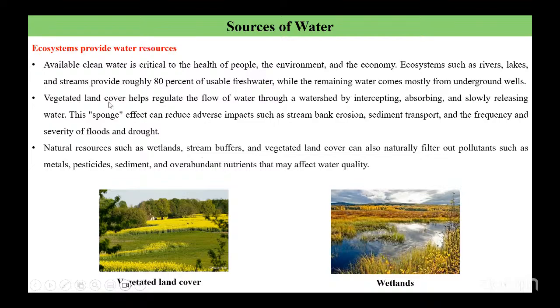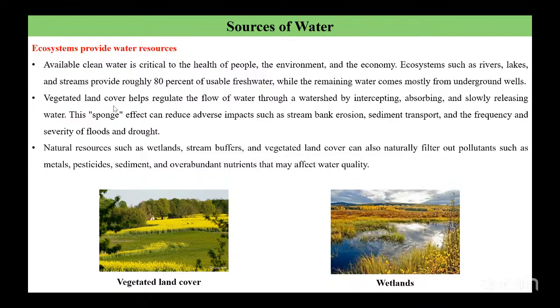This vegetated land cover helps to regulate the flow of water through a watershed by intercepting, absorbing, and slowly releasing the water. So, what is a watershed? A watershed is a place where the water is collected at a particular area whenever there is rainwater precipitation, which slowly gets absorbed, recharges the groundwater table, and slowly releases the water.